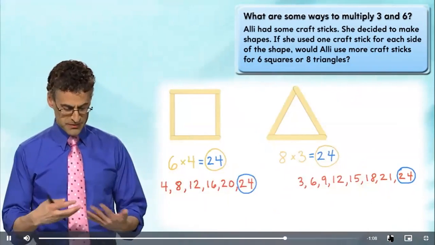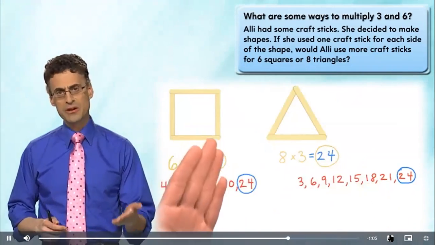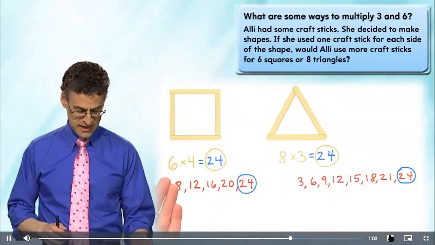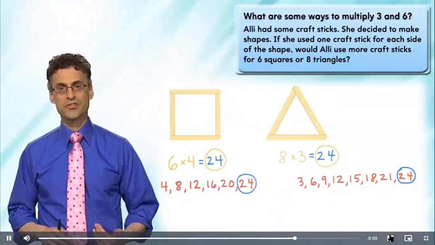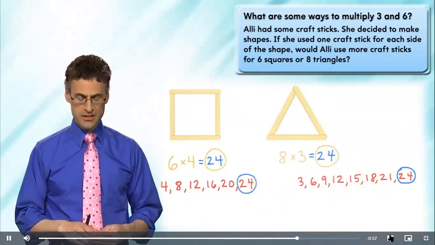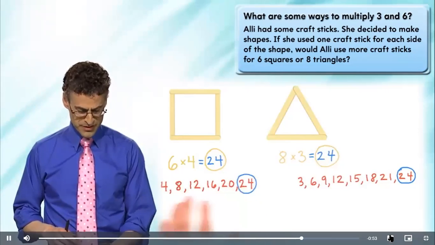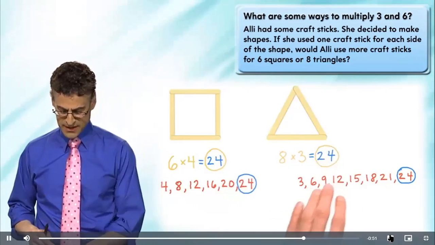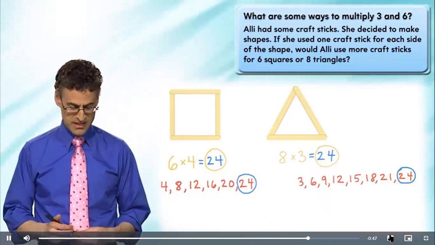And so, in terms of Allie and her sticks, what do we see? We see that she's going to use the same number of sticks if she makes 6 squares as if she makes 8 triangles, because in each case, she's going to use 24 sticks. And in this case, we did it by counting by 4s 6 times. And in this case, we did it by counting by 3s 8 times. Either way, no matter how you slice it, we see 24.